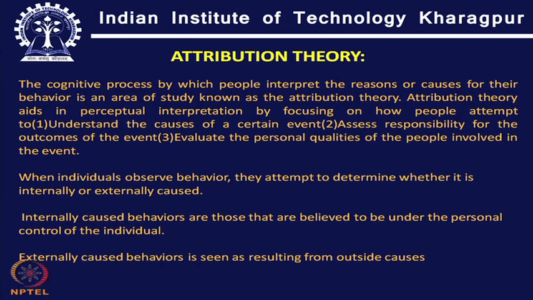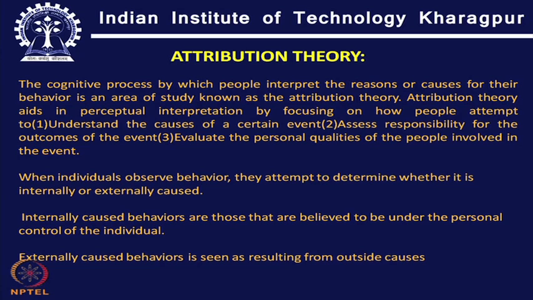It is a process of perceptual interpretation where people try to assess the causes of a certain event, then attribute the responsibility for the outcome of that event, and third, evaluate the personal qualities of the person involved in that event. So, there are three parts to it. First, I will try to understand the causes of a certain event. Next, I will try to assess the responsibility for the outcome, like who is responsible, the person per se or situations, and then we evaluate the personal qualities of the people involved in that event.